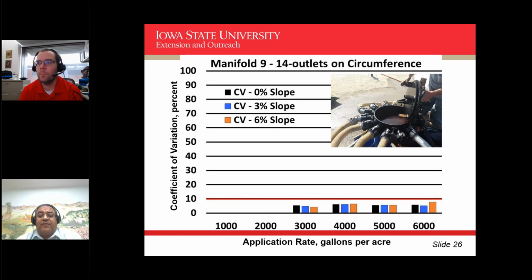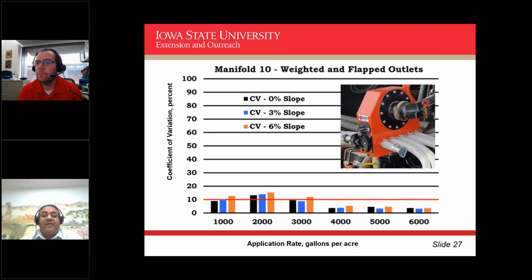This particular one had 14 outlets on its circumference, again a round one, but different manufacturer, different style. It doesn't have any bars rotating in the chamber, but it just has cutting blocks inside the chamber. At 3000 and higher, it showed up pretty well, and below that 10% variability, again across all the slope points there.